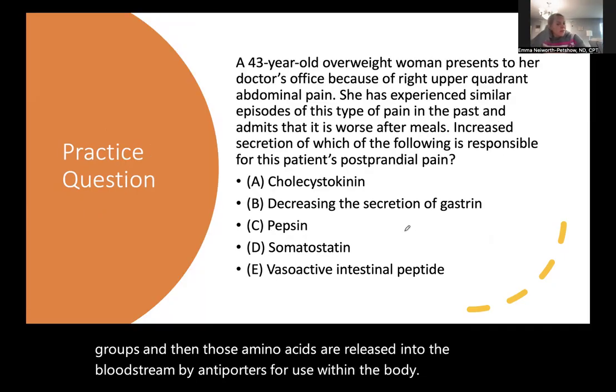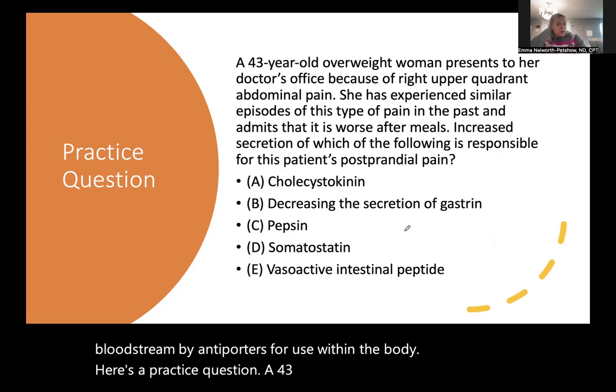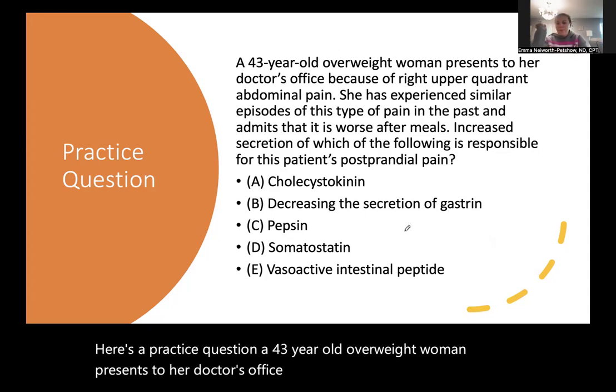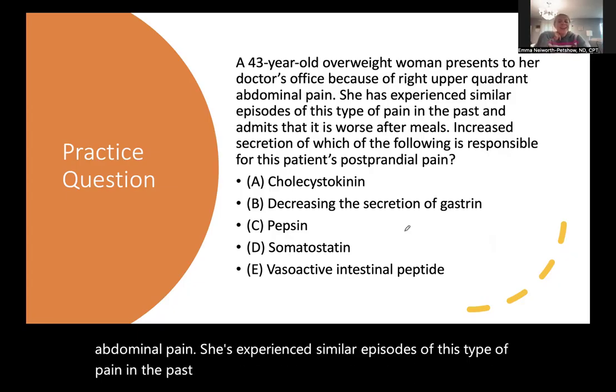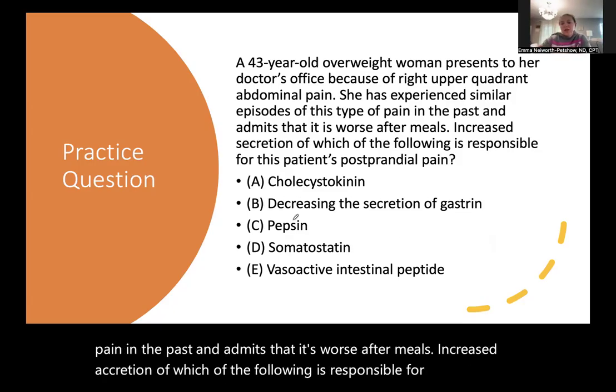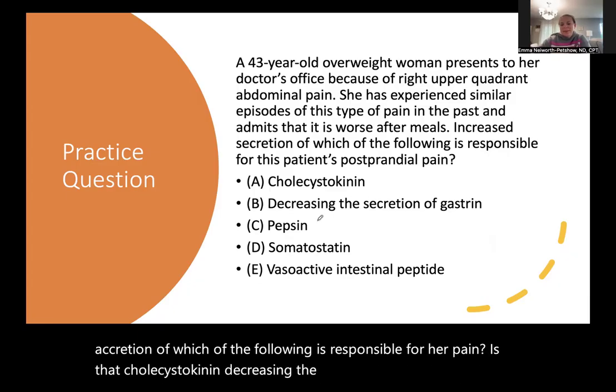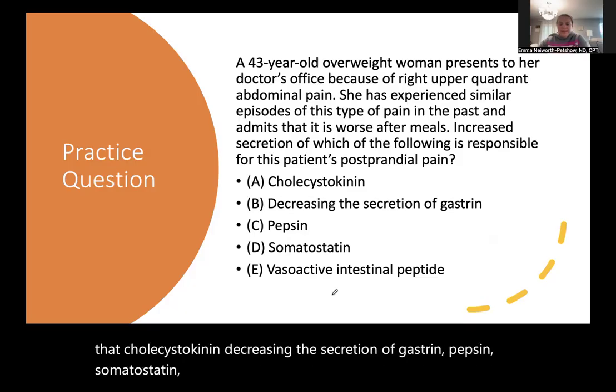Here's a practice question. A 43-year-old overweight woman presents to her doctor's office because of right upper quadrant abdominal pain. She's experienced similar episodes of this type of pain in the past and admits that it's worse after meals. Increased secretion of which of the following is responsible for her pain? Is it cholecystokinin, gastrin, pepsin, somatostatin, or vasoactive intestinal peptide?